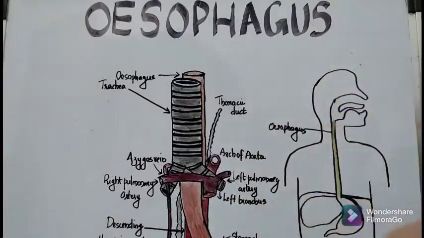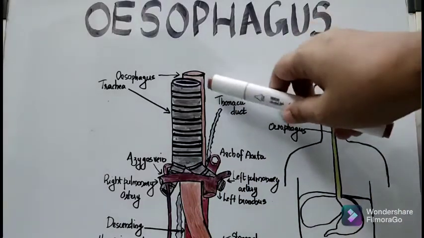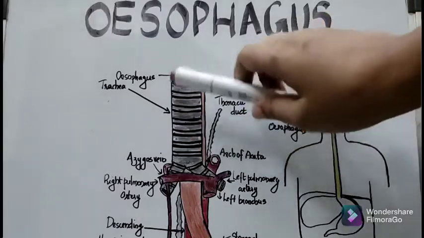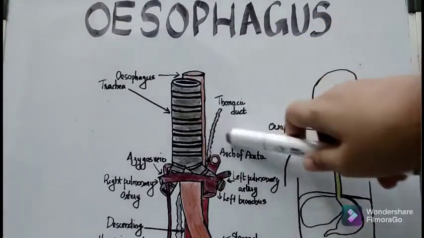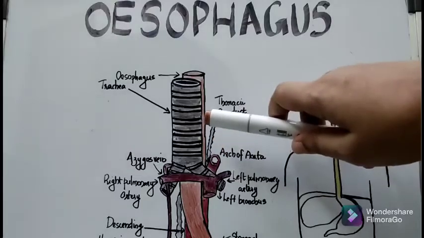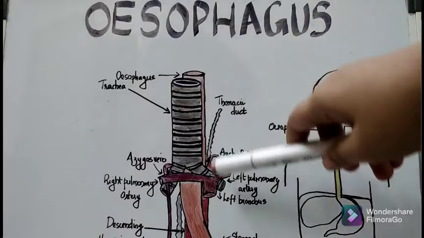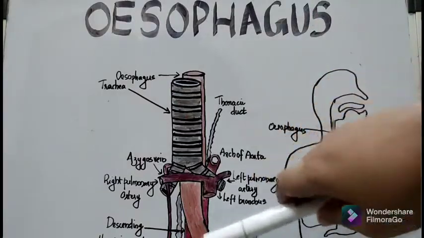Next is the venous drainage. The upper part of the esophagus drains into the brachiocephalic vein. The middle part drains into the azygous vein, and the lower end drains to the hemiazygous vein.